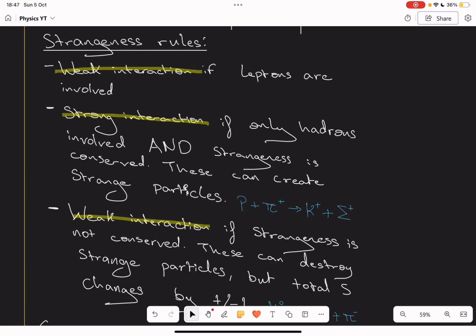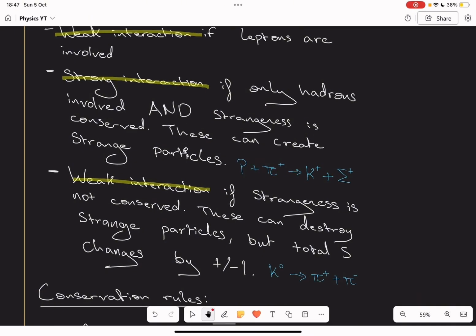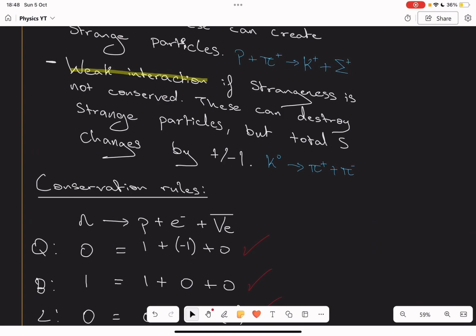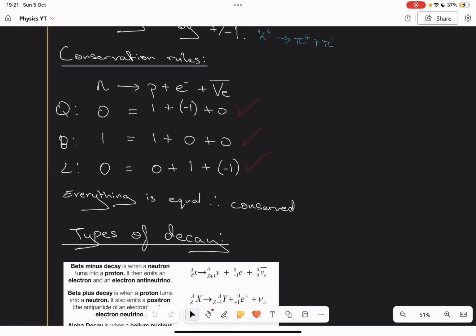Strangeness rules. Weak interactions happen if only leptons are involved. Strong interactions happen if only hadrons are involved, and strangeness is conserved. These can create strange particles. And here's an example. Weak interactions happen if strangeness is not conserved. These can destroy strange particles, but total strangeness changes by plus or minus 1. And here's an example. This is the conservation rule. This just means the reactants and the products have the same quarks, baryons, and leptons. So everything is equal and therefore conserved.